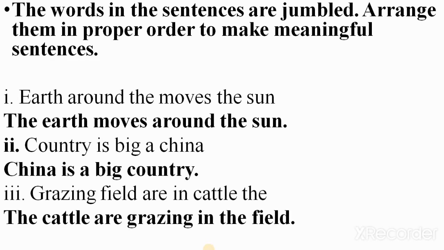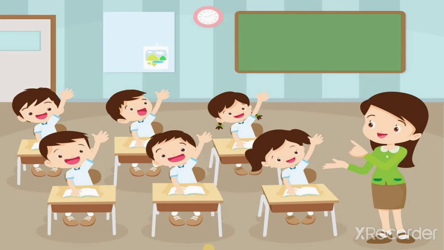Next is grazing fields are in cattle dam. The correct sentence is the cattle are grazing in the field. So, with the help of the mentioned exercise, we got to know how we can arrange the words to make meaningful sentences. For making meaningful sentences, we need subject and verb. But the verbs must be filled suitably with subjects. If we use wrong form of verbs, then our sentence will be wrong.